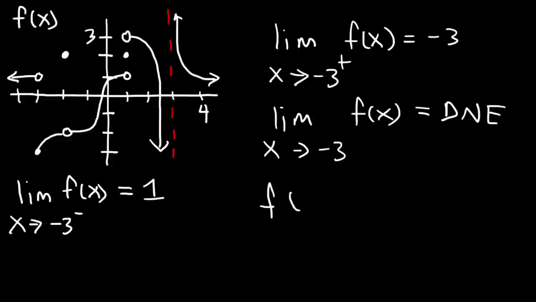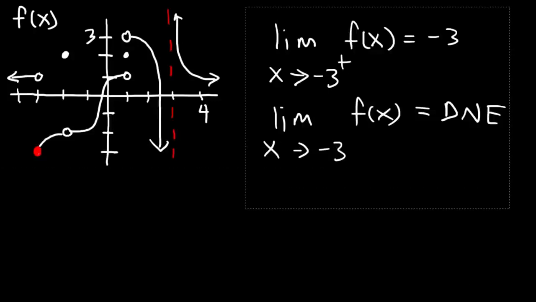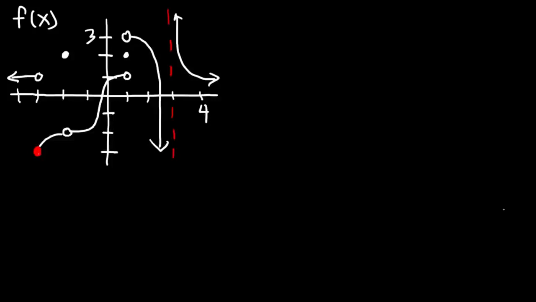Now what about f of negative 3? What is the value of the function when x is negative 3? To find it, identify the closed circle which has a y value of negative 3. So this is it. Now let's work on some more problems. So what is the limit as x approaches negative 2 from the left side? Go ahead and try this one.